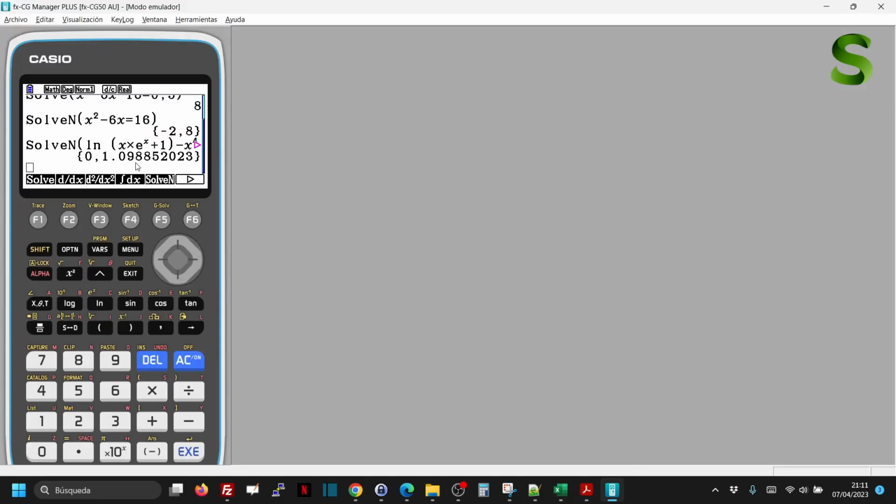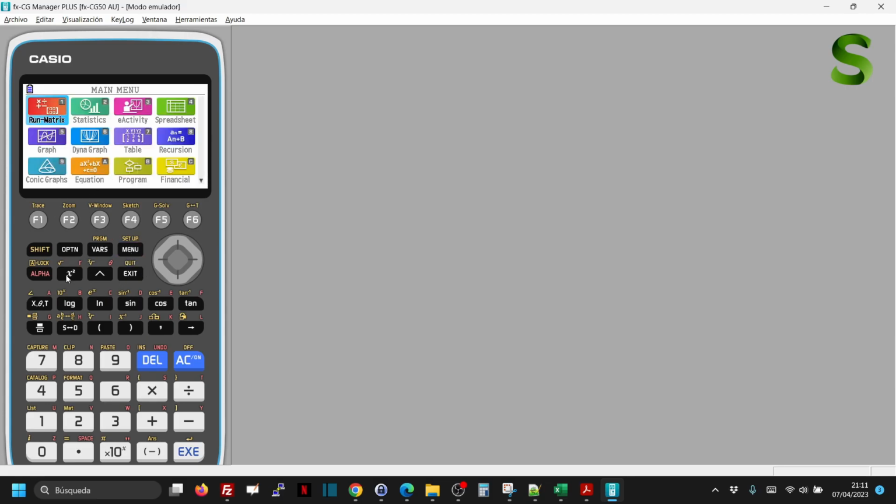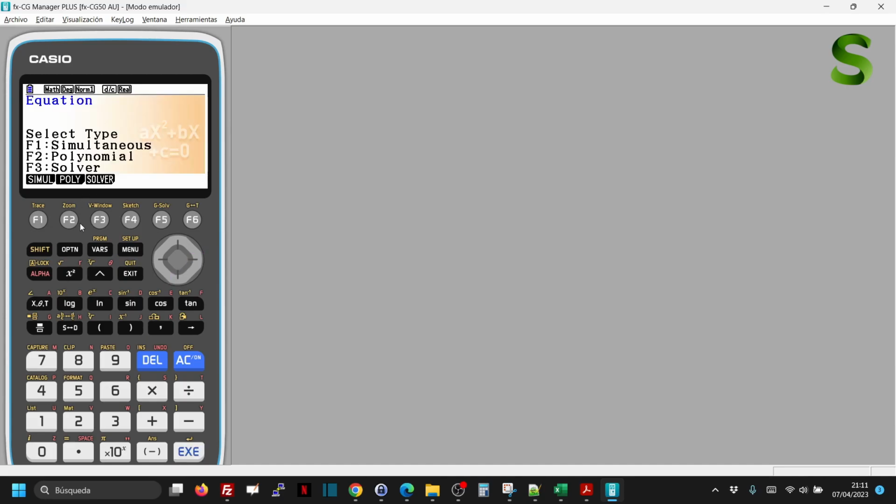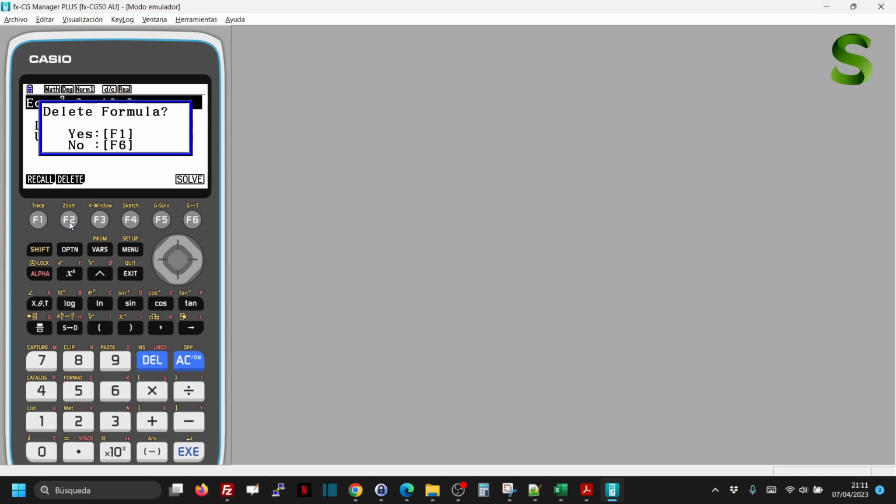As it's an IB, I have to put three significant figures, so 1.10 would be my solution, the solution they're looking for. Okay, if we want to do it with the solver, then again, I can go to this equation. I can go to the solver, which is F3. I'm going to delete this, yes, and I'm going to write my equation, logarithm of, open bracket, x times e to the power of x plus 1 minus x to the power of 4 equals 0.